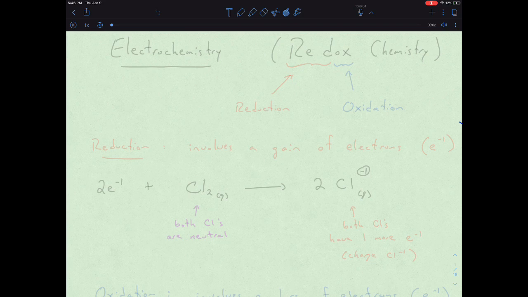All right, Gen Chem team, today in this lecture we are now getting into electrochemistry, or redox chemistry.